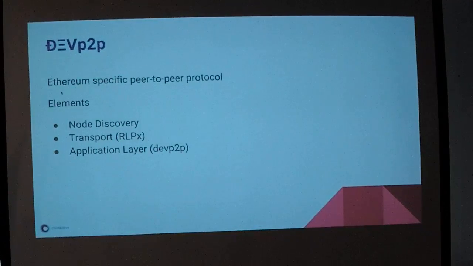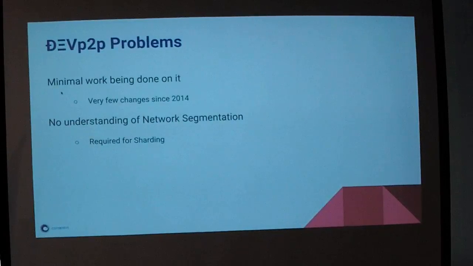It's got those main elements, your node discovery, your RLPx, for transport, and then, interestingly enough, dev P2P as an application layer is its own name. So you've got those elements that make up the current network. What's the problem with that, though? Why can't we just keep using it? Well, the first one is there's not been a lot of actual work being done on that. I understand there's pretty much only about a handful of changes that have been done on the protocol since 2014 when it was first brought out. The second one, and probably the one that really impacts on Ethereum 2, is it's not got any understanding of network segmentation. So how are we going to send messages to a particular shard across dev P2P at this moment?